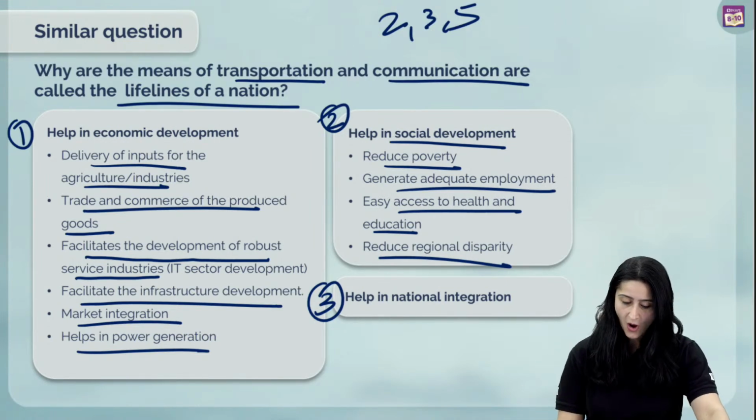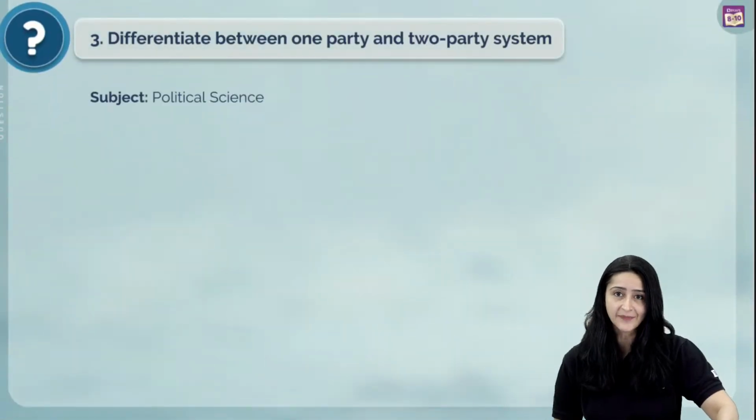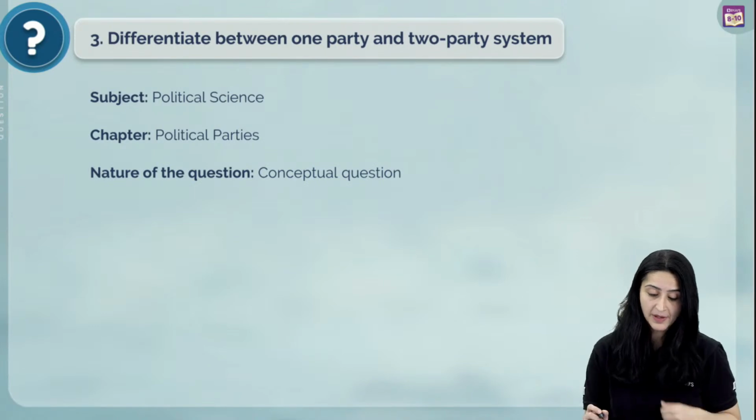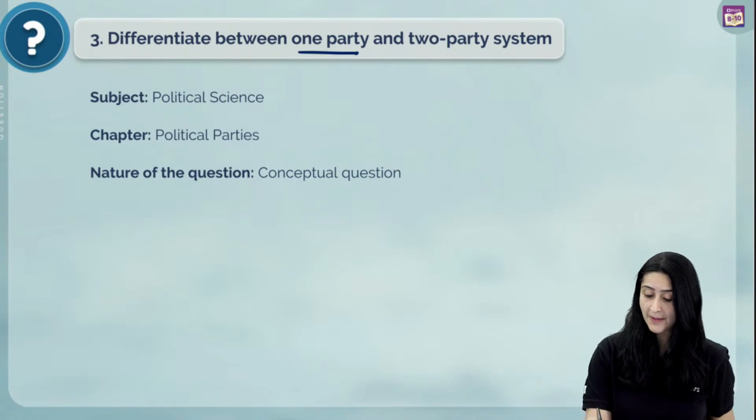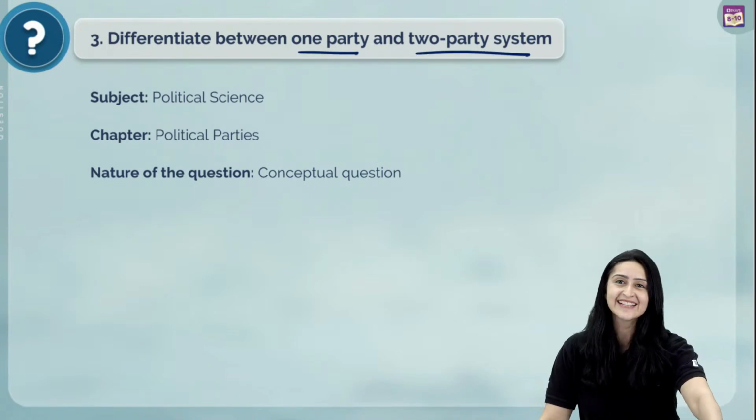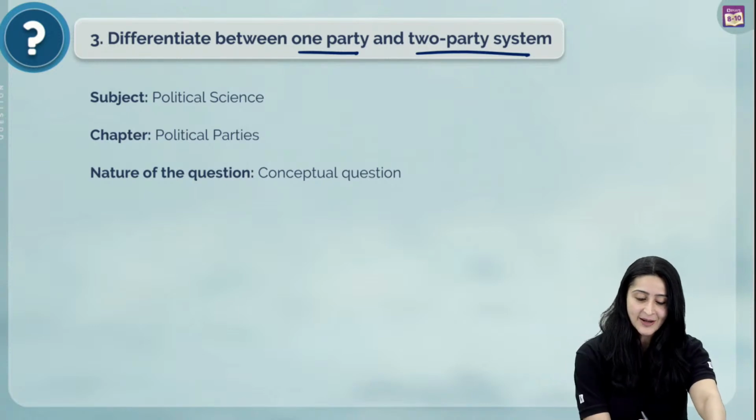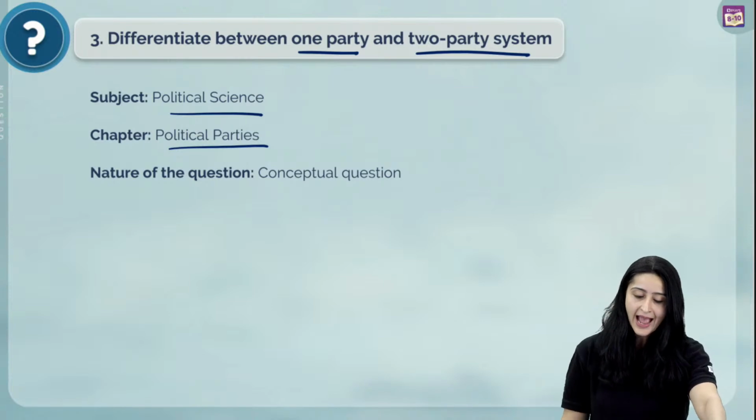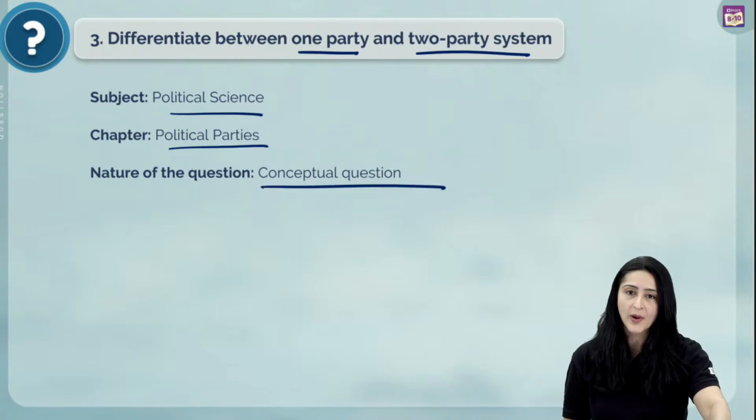Okay, let's move on to our third question in the CBSE sample paper, which is differentiate between one party and two-party system. This is a question on political science, and it is about political parties, and this is a conceptual question.